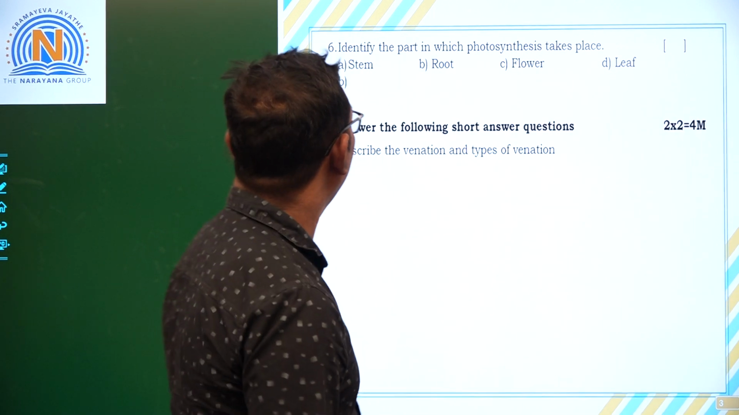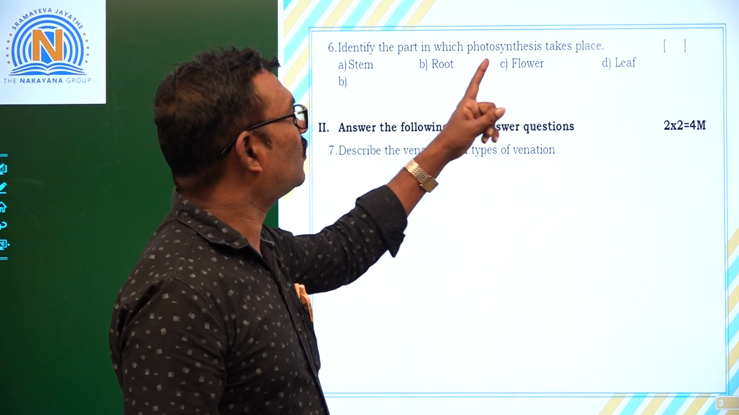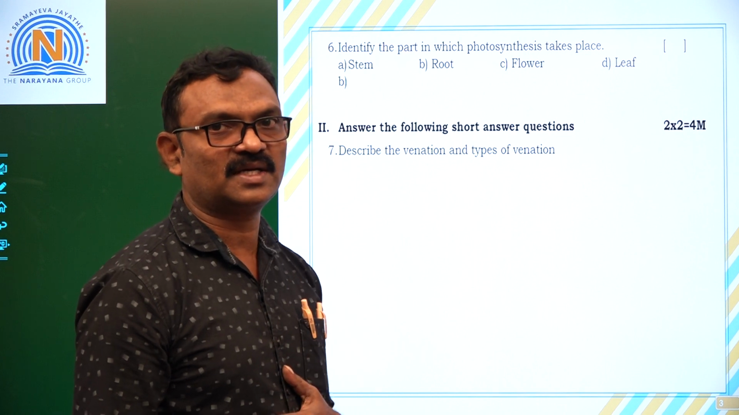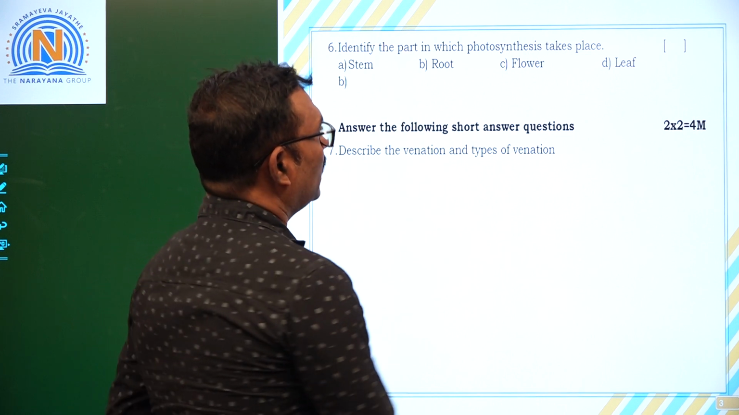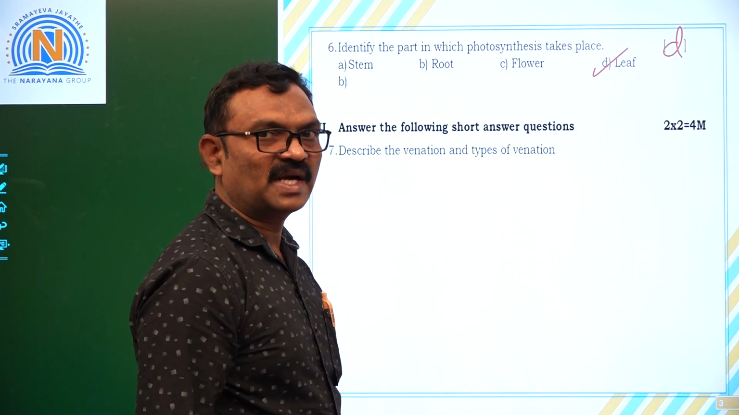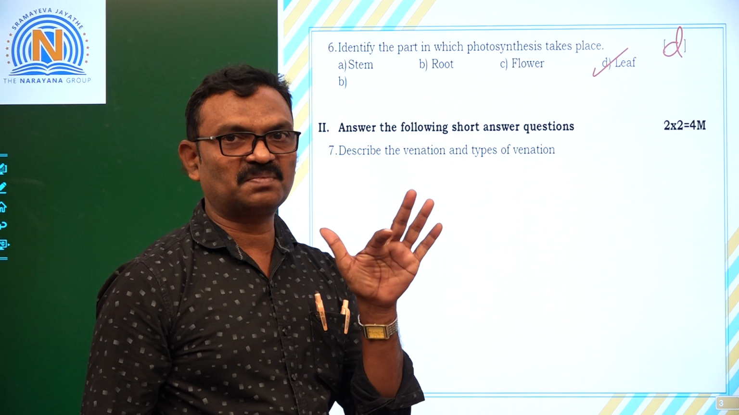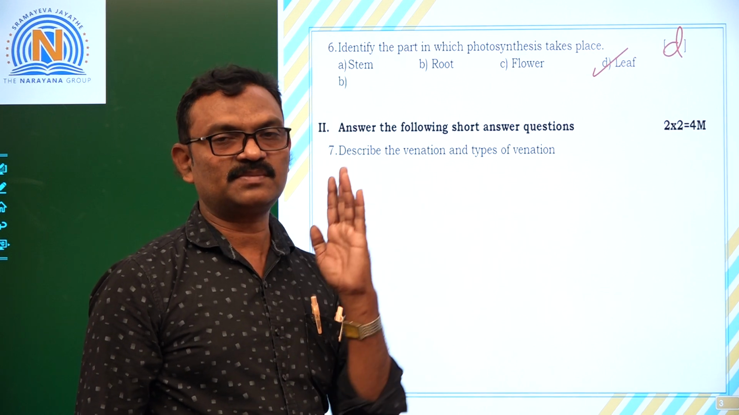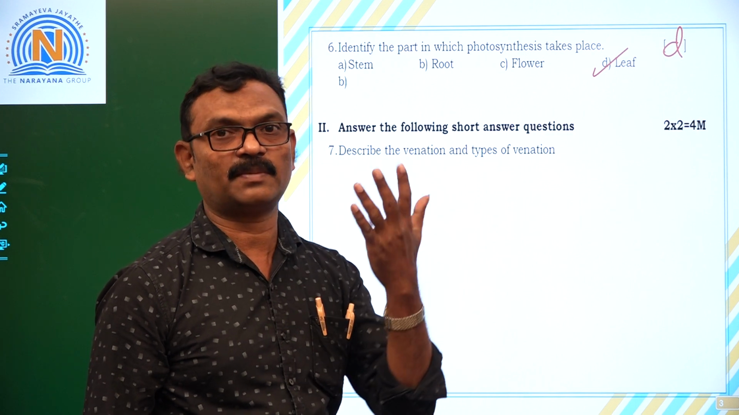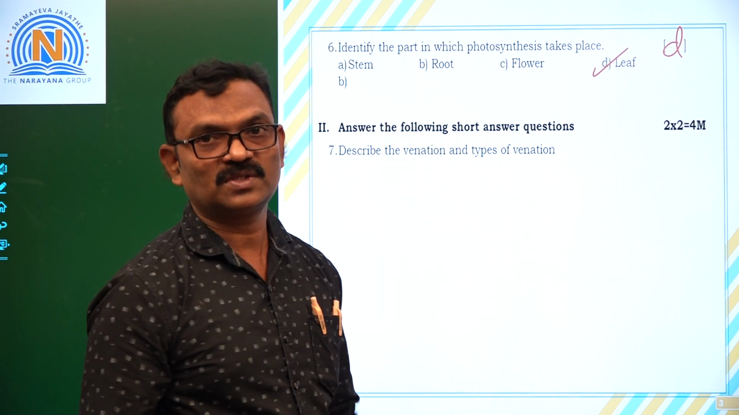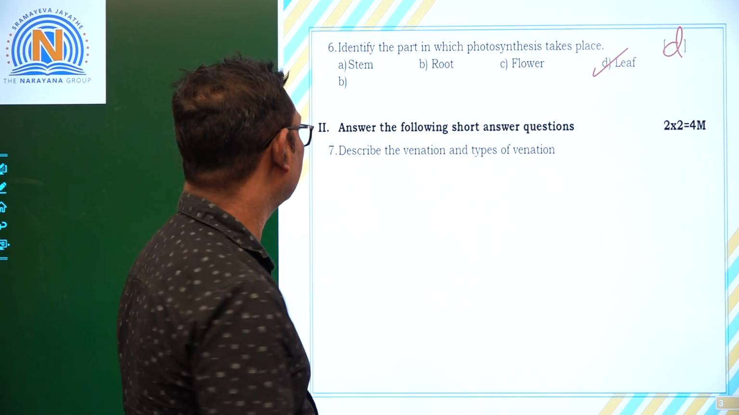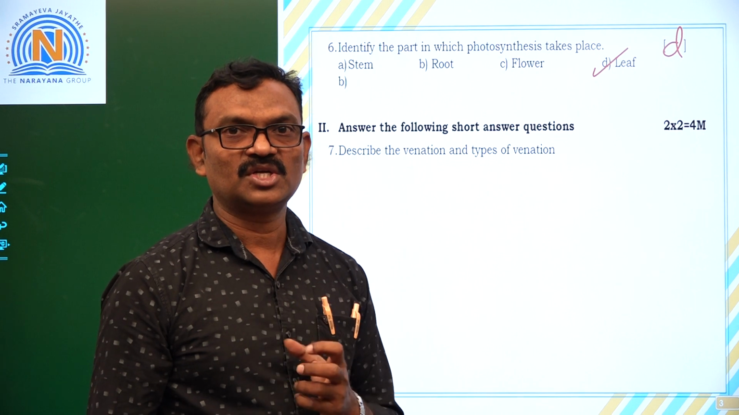Now, sixth question. Identify the part in which photosynthesis takes place. In which part of the plant does photosynthesis occur? Yes, it is certainly a leaf. D. In the leaf, photosynthesis takes place. But in some plants, leaves are absent. In that case, the stems are green in color. So in certain plants, in the stem also, photosynthesis takes place. But here, what should we choose? Only leaf, right? Now, let us discuss the short answer questions.